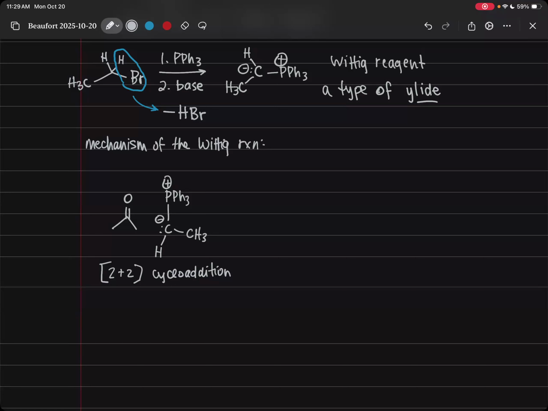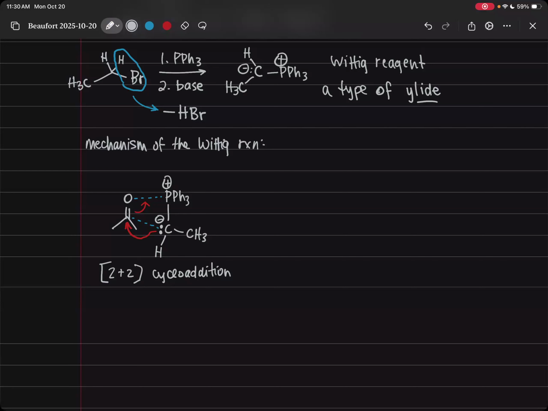So we're going to make a bond between oxygen and phosphorus by doing that. And we're going to make a carbon-carbon bond because this carbon is going to attack the electrophilic carbonyl carbon.